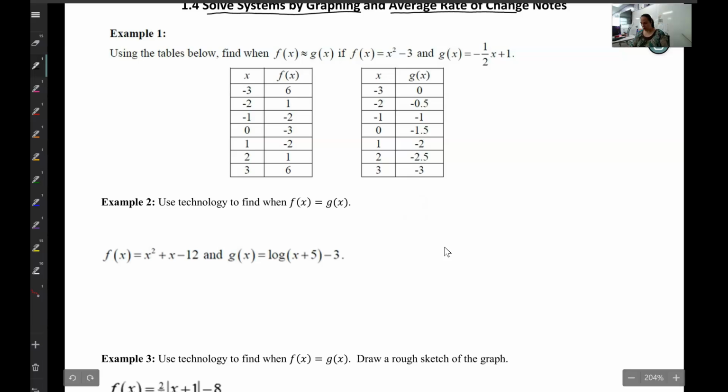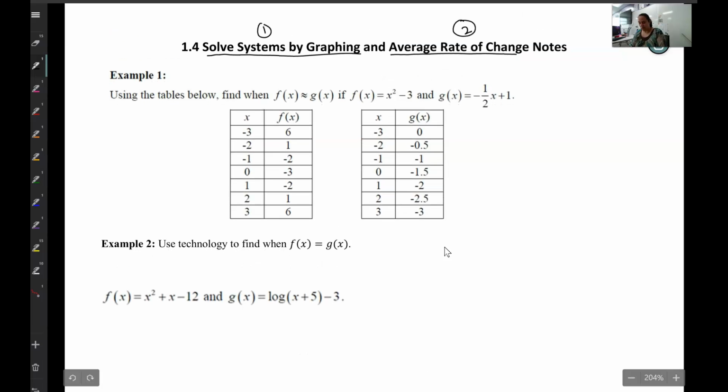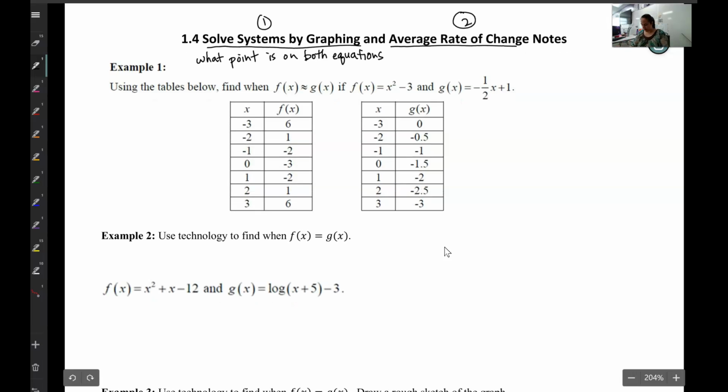When we solve a system by graphing, what this really means is what point is on both equations. That's what it's actually talking about when we're solving a system. What point is on both equations? So if I look at this table, what point is on both tables?